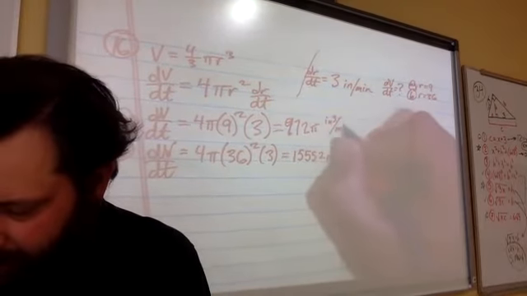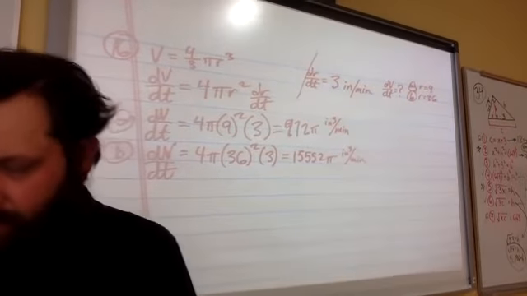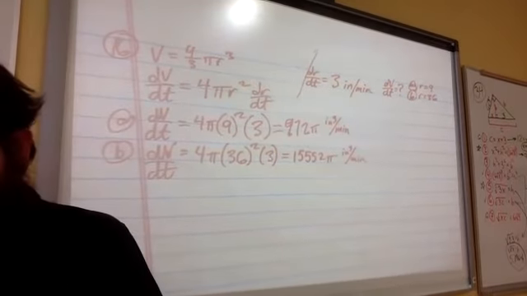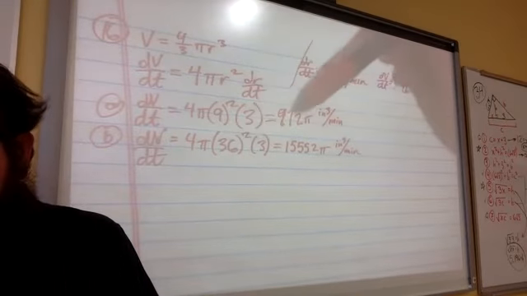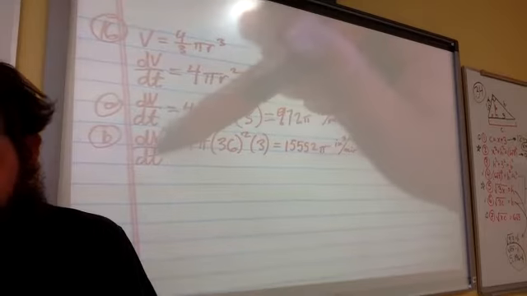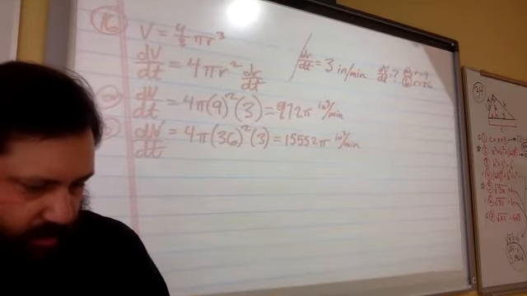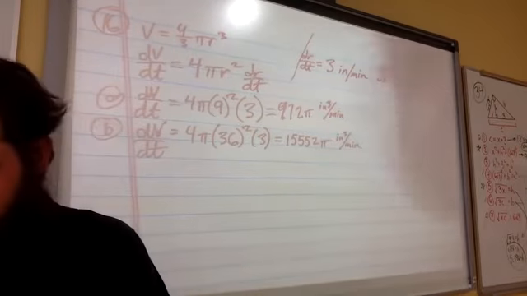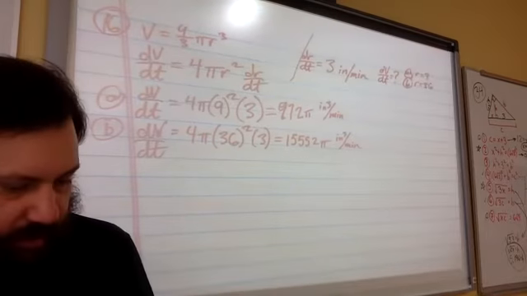Cubic inches per minute. 36 squared is 1,296. So same idea as the circle. The radius changing does increase the rate that the volume changes. Why? Because the change in volume relies on the radius.